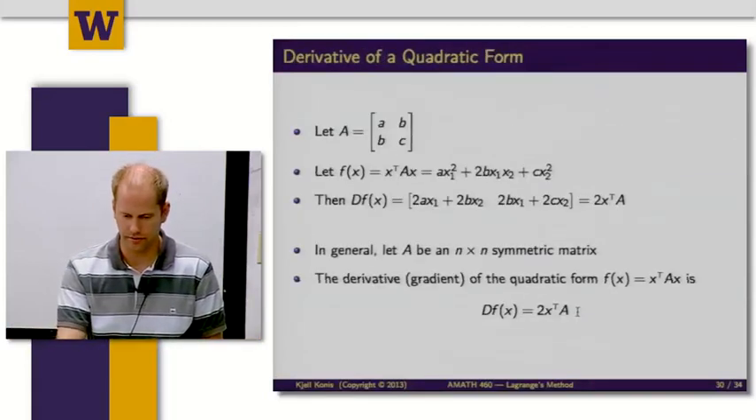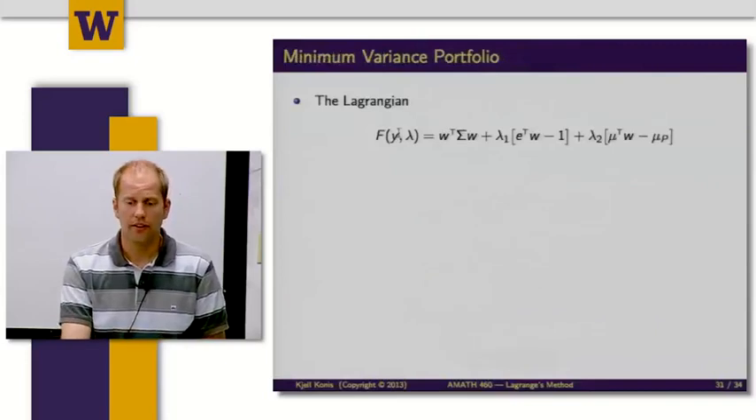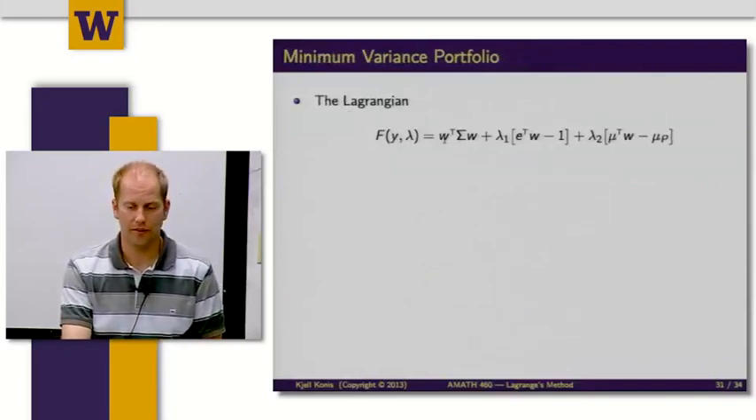So, okay. Now let's look at the Lagrangian I have for my minimum variance problem. So I put the variance here. So this is the little f. Then I have lambda 1 times constraint 1 plus lambda 2 times constraint 2.